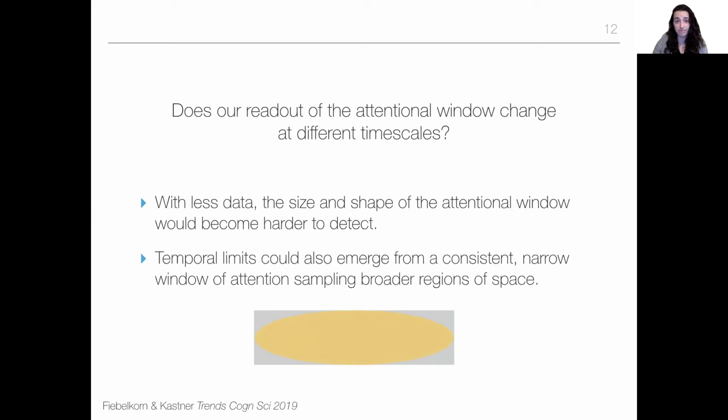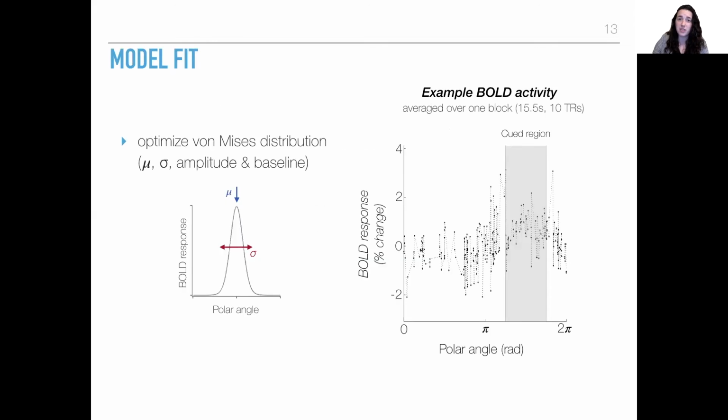So to address this question, we arranged our selected voxels based on their PRF polar angle, and then fit a von Mises, or circular Gaussian, distribution to the data. The von Mises distribution can be characterized by 4 parameters: mu, which indicates the center of the distribution, sigma, which indicates its standard deviation, as well as amplitude and baseline parameters.